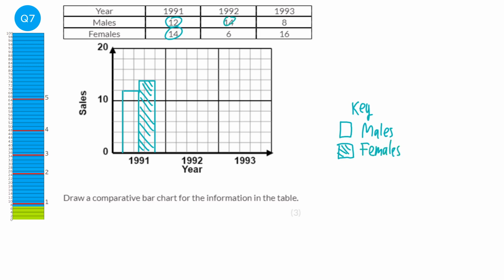Okay, let's carry on with the bar chart. So it's 14 and 6. So notice I've got gaps between the pairs. So we've got 14 and 6, which would be down here. And again, we're just going to shade in the females. And then finally, we've got 8 and 16.